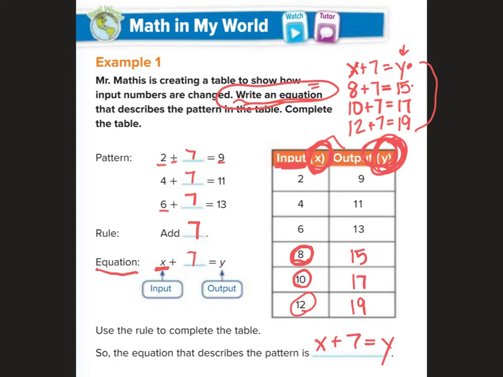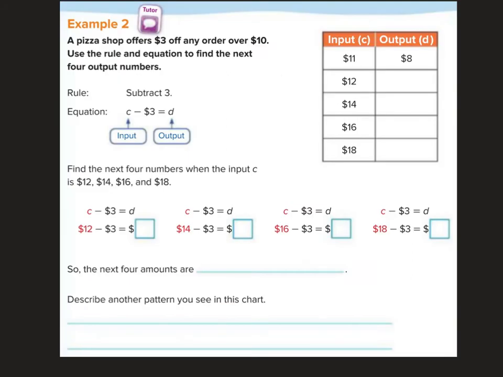All right, let's try another one. A pizza shop offers $3 off any order over $10. Use the rule and equation to find the next 4 output numbers. So, right, our rule is going to be subtracting 3 because all of our orders are over $10. We got 11, 12, 14, 16, and 18.